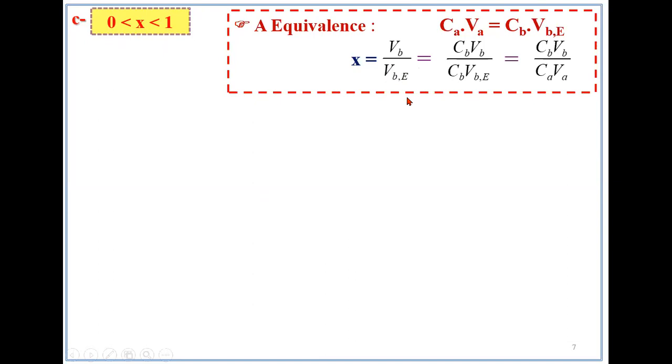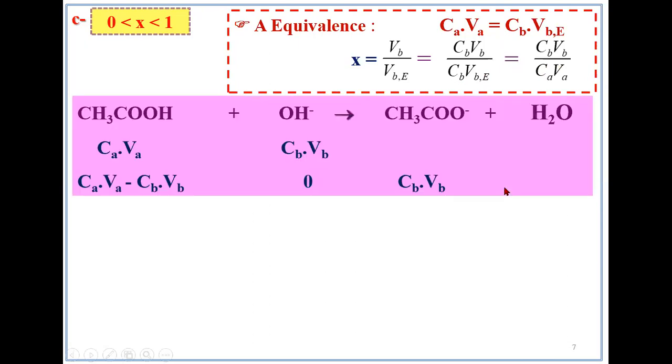Well, I'm just going to do a derivation here. If I multiply top and bottom by CB, that's the same thing. And remember, CB VB at equivalence is simply also equal to CA VA because that's the idea of the equivalence point. The CB VB at equivalence is also equal to CA VA. Now, why did I do that? You will see in a moment.